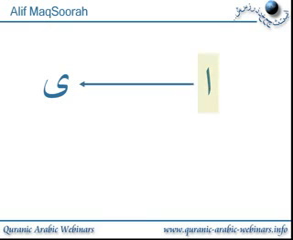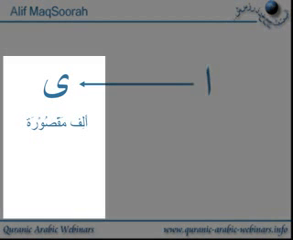Okay, so here we have on the right hand side a normal alif, and on the left hand side we have what looks like a ya, but notice there's no dots underneath the ya. Now in the Quran you will see this ya shape written. Sometimes, however, it's not actually a ya at all.